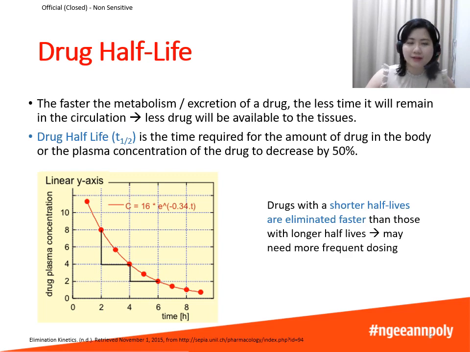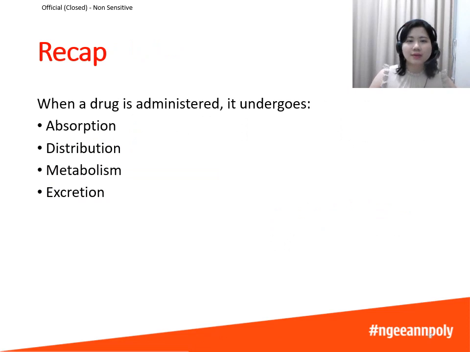Drugs with shorter half-lives are eliminated faster compared to those with longer half-lives. Therefore, drugs with shorter half-lives may require more frequent dosing. To sum up the section on pharmacokinetics, when a drug is administered, it undergoes absorption, distribution, metabolism, and excretion.